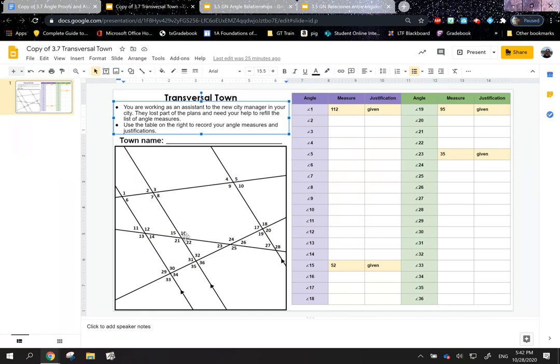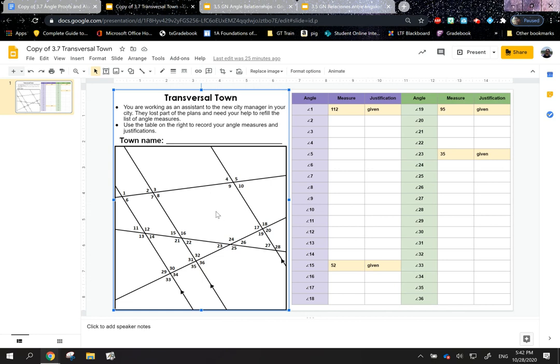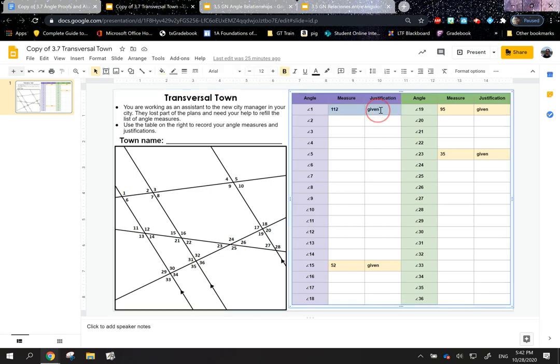So what you're looking at is a street map of Transversal Town. And the city planners, we do need to know the angles, right? When we plan out streets, to make sure that it's wide enough to accommodate maybe some post offices or stores or whatever buildings we're going to have there. But they lost those. And we only have 4 that are known. And we need to use these 4 to find the rest of them.